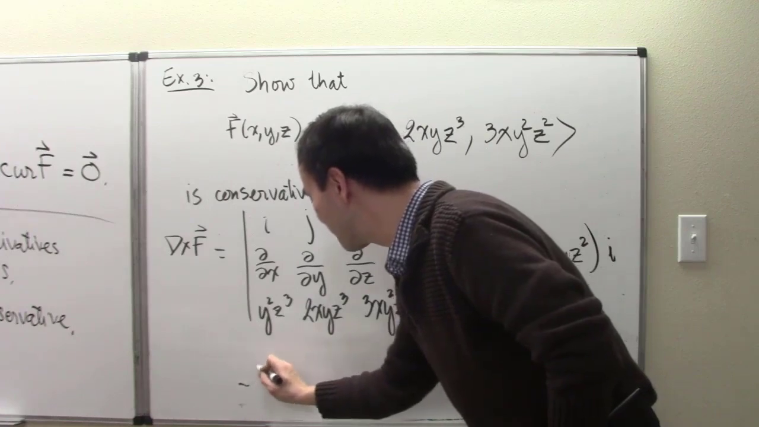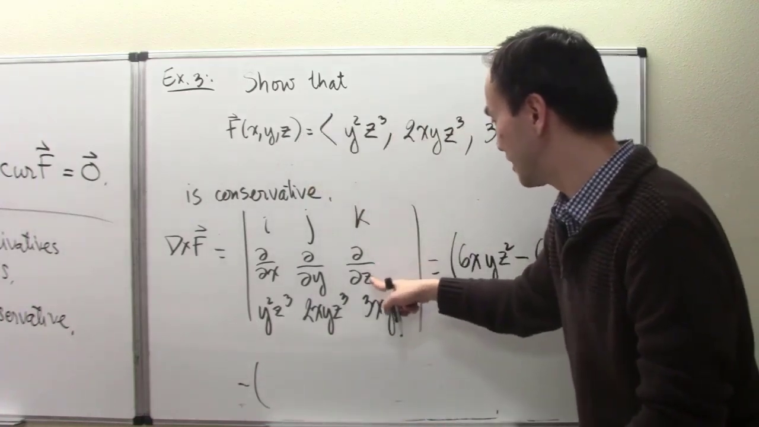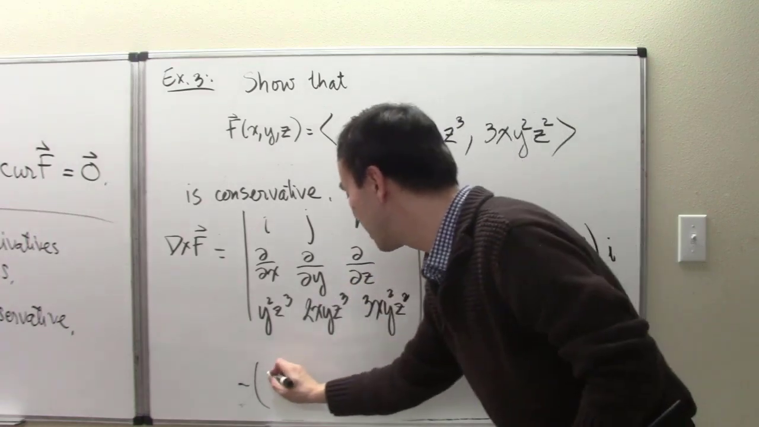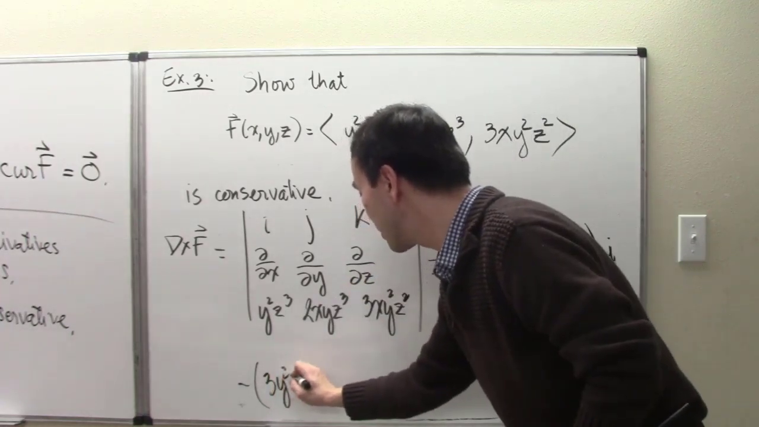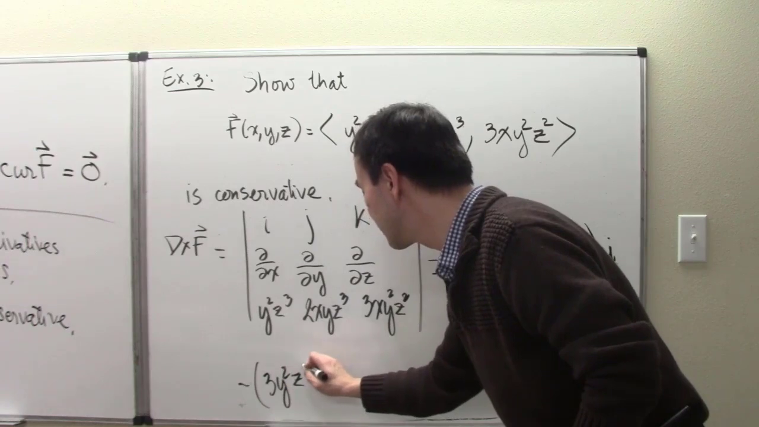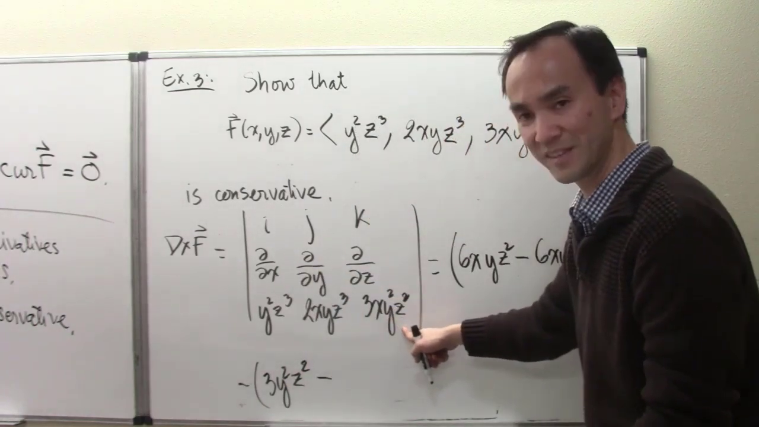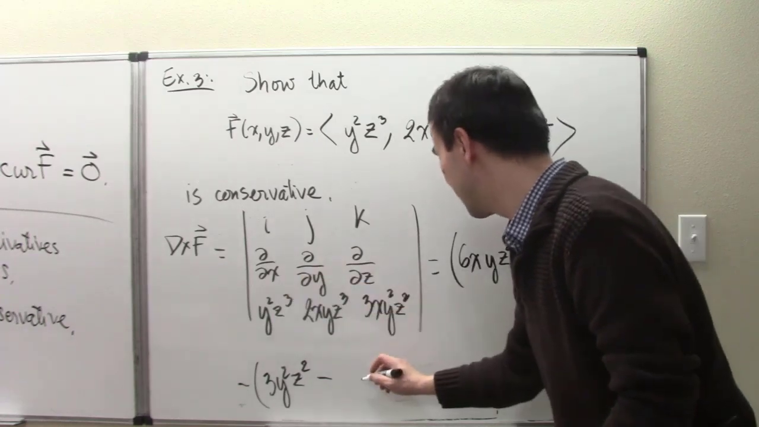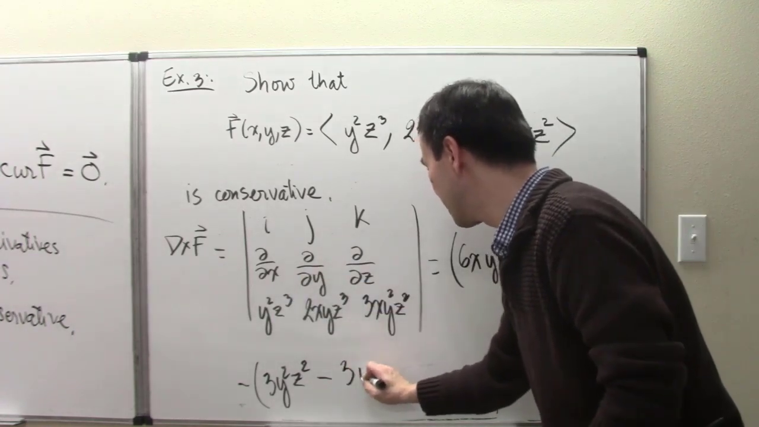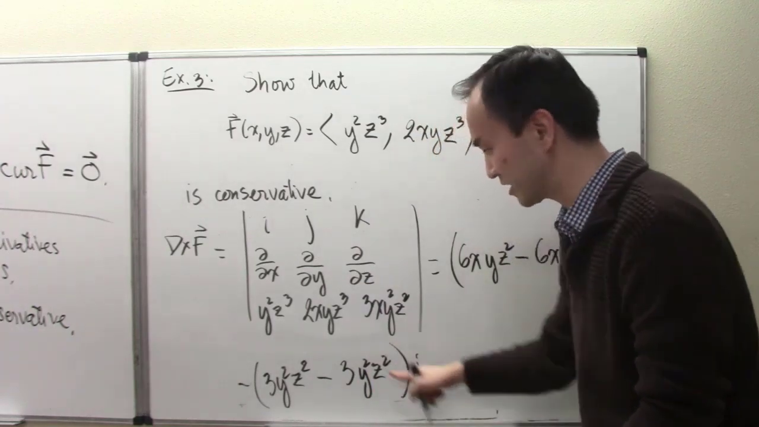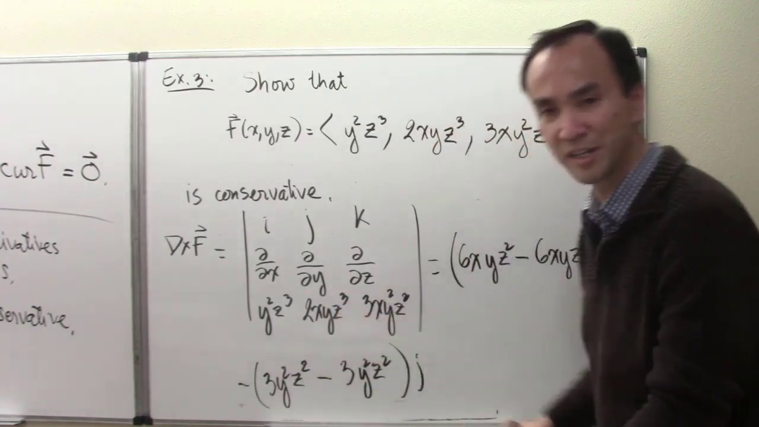Middle component. Okay, so now I'm going to take the partial derivative of that with respect to z. So now I'm looking at 3y squared z squared, and now I'm subtracting the partial derivative of this with respect to x. So now I'm looking at just 3y squared z squared. All right, and that's with the j component, and so that middle component is also a 0.